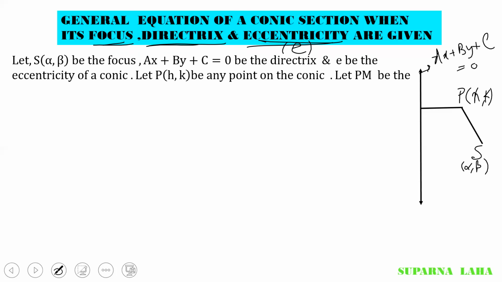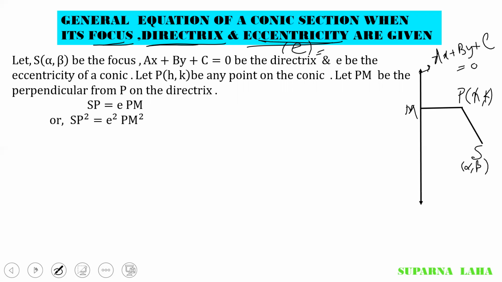So let us take another point M. When we draw the perpendicular from P, it will cut the fixed line at a point M. So the distances SP and PM are always in a constant ratio, which is equal to e. Since the ratio SP to PM is e, we can write SP = e times PM. Now take the square on both sides. So SP squared is equal to e squared times PM squared.